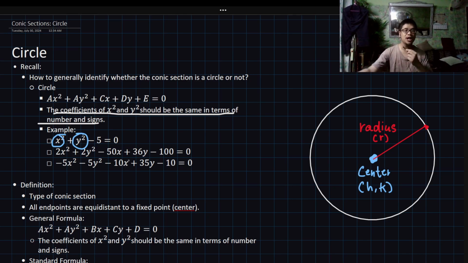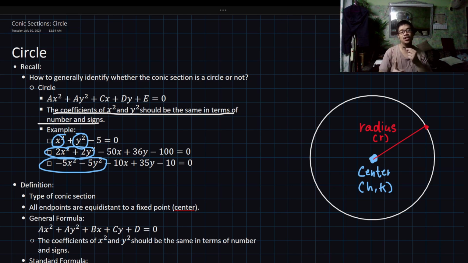Another example, we have 2x squared plus 2y squared. Same number for x squared and y squared, and both of them are positive. And lastly, we have negative 5x squared minus 5y squared. Same number, the same sign. So here we can generally identify that this is a circle. But remember, again, generally identify. So it's a general identification.